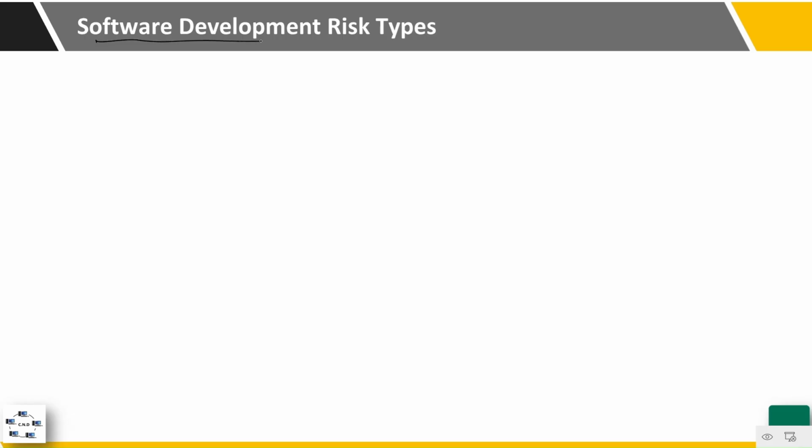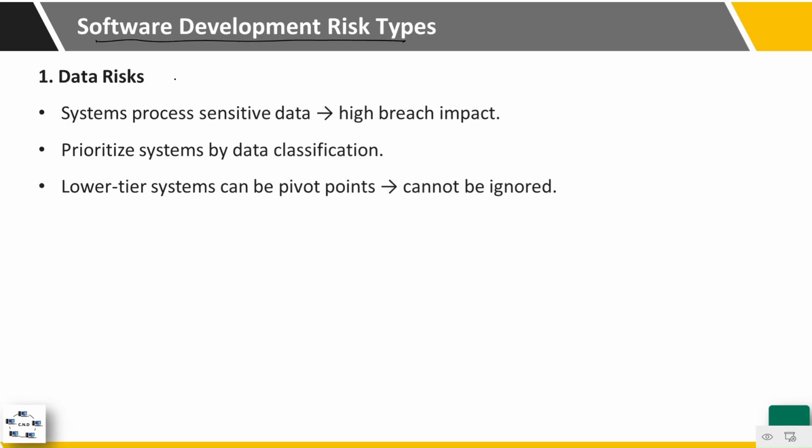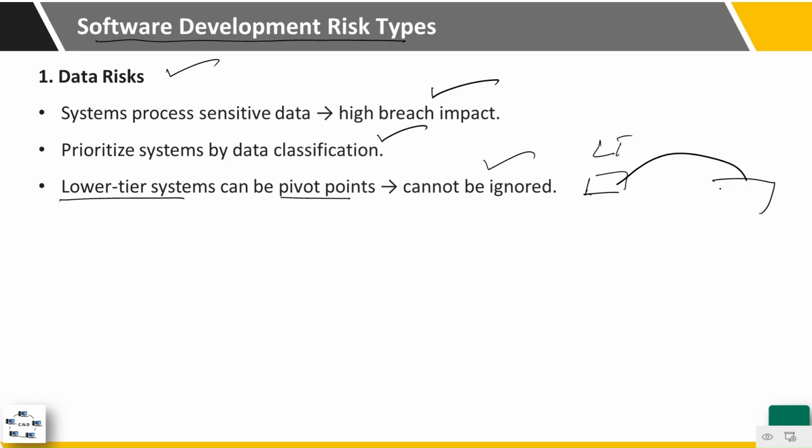So what are some software development risk types? The first one is data risk. The system processes sensitive data, and therefore we have a high breach impact, and we need to prioritize the systems by data classification. Lower tier systems can be pivot points and therefore they cannot be ignored. This means that if a system is of lower tier, it can be used as a jump box to access other high-tier systems. Therefore, the security of these systems should also not be completely ignored.